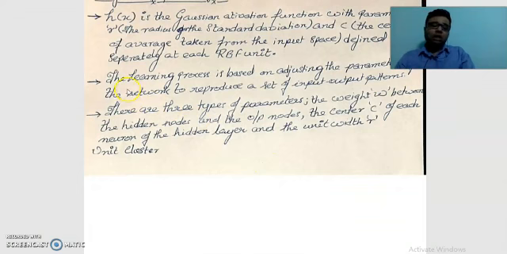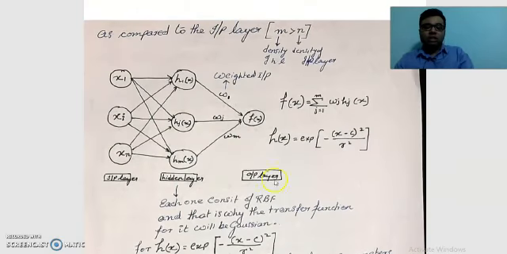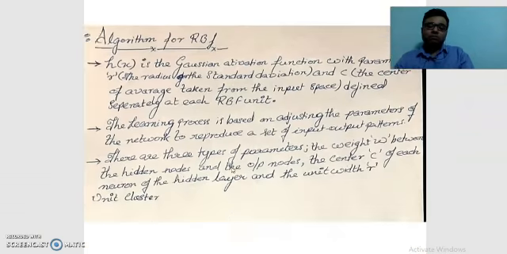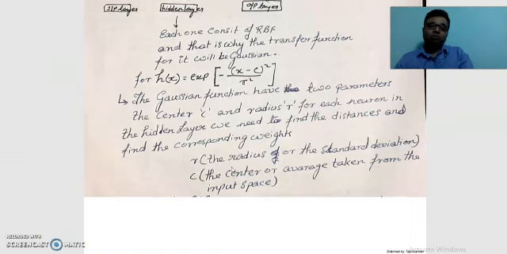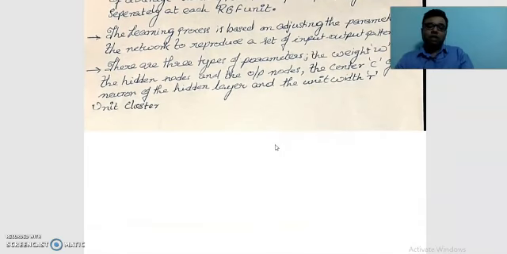So how is the learning process actually performed? The learning process is based on adjusting the parameters of the network to reproduce the set of input-output patterns. When we talk about the learning process, we need to set the algorithm, and based on that Gaussian function, this hidden layer gets trained, and after it gets trained, it produces some weighted outputs. Those weighted outputs are transferred to the output layer, and we receive the final patterns.